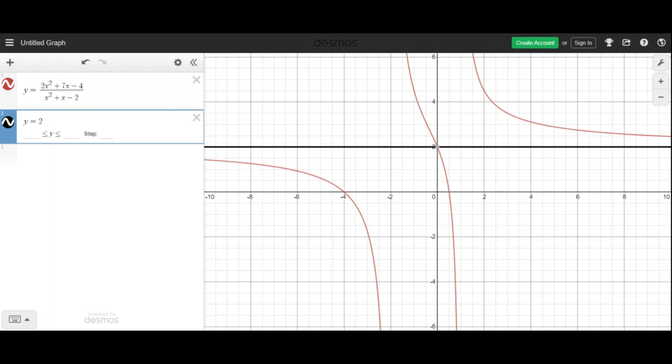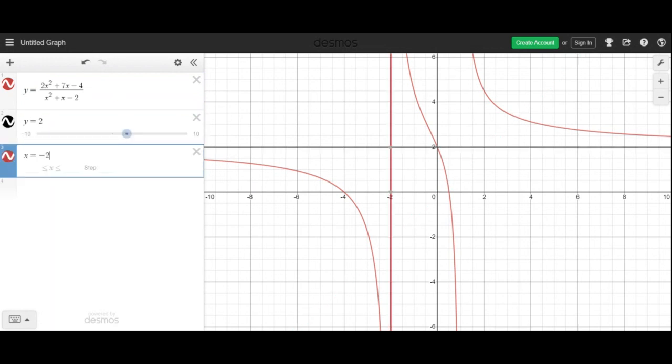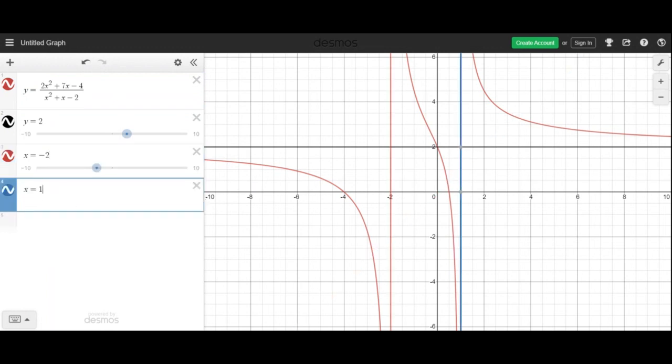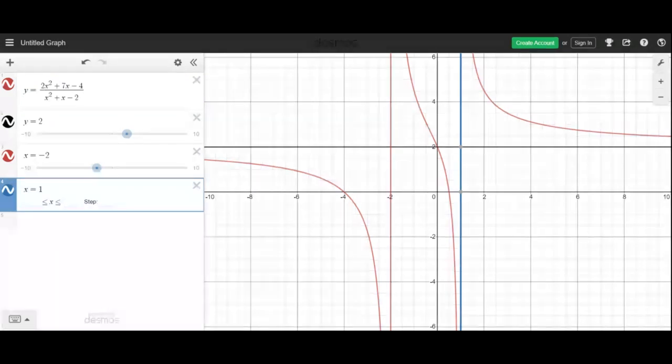And then our vertical asymptotes, so we should have one at x equals negative 2 and the other one at x equals 1. And so if we look there, we can see the negative 2 on the left-hand side of our graph, right? It's going up from the right-hand side and it's going down from the left-hand side, approaching the value of negative 2. And then on the 1, right, same thing, it's going down from the left and it's going up from the right.